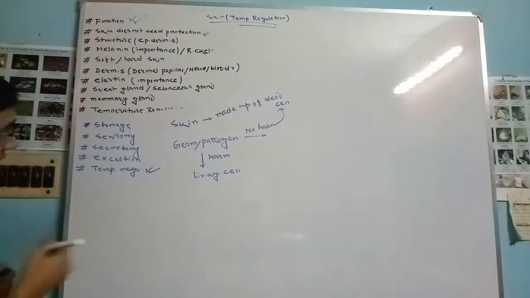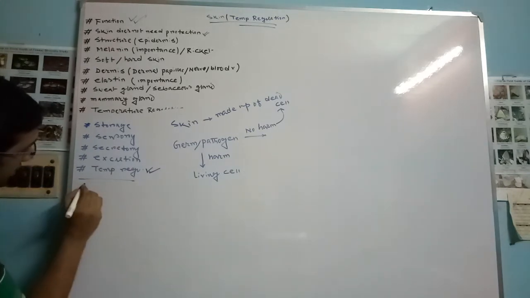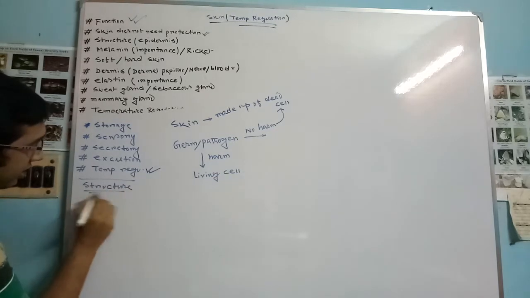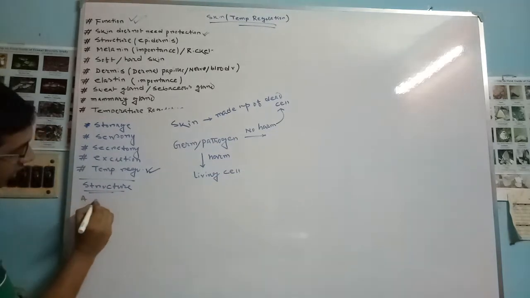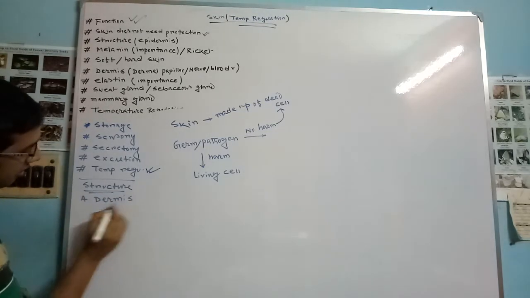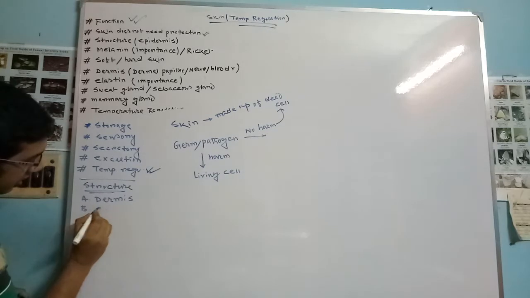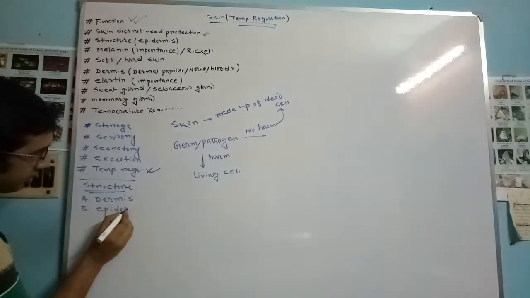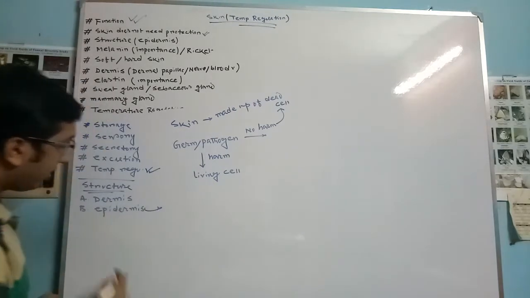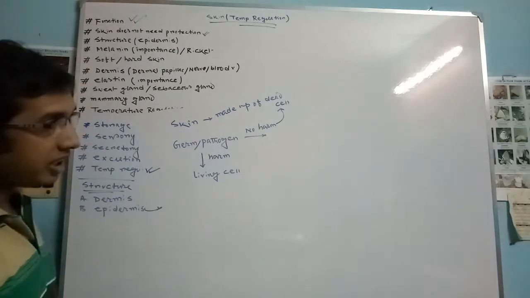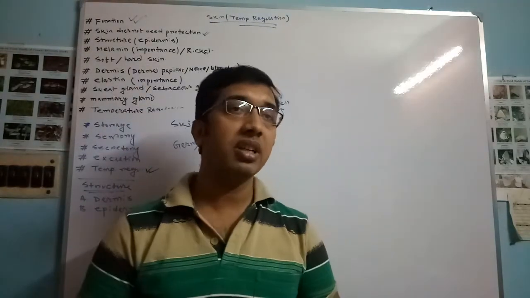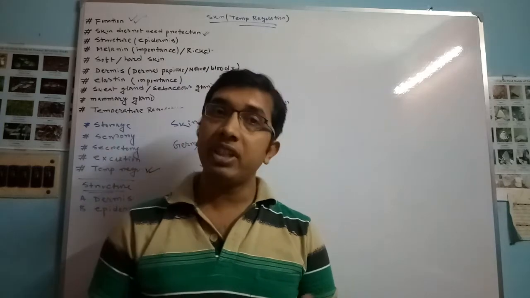And when you talk about the structure of the skin, basically skin is made up of two layers. One layer is called dermis, another layer is epidermis. First of all, I will discuss the epidermis. The epidermis is commonly known as epidermis, but it's also called epithelial tissue.